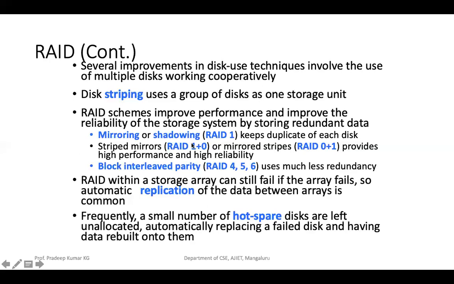So RAID 0 is nothing but a group of disks as a single storage. RAID 1 is nothing but mirroring or shadowing. RAID 1 plus 0 is a combination of both striping and mirroring. RAID 1 plus 0 in the sense mirroring will happen first, then you're supposed to group the disks with respect to mirrored stripes. RAID 0 plus 1 is supposed to group a number of disks, then you're supposed to mirror it, copy it. Then we have something called RAID 4, 5 and 6.